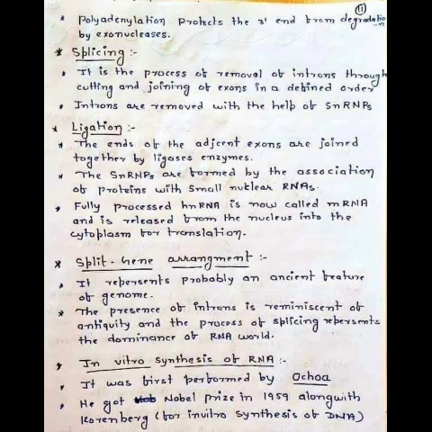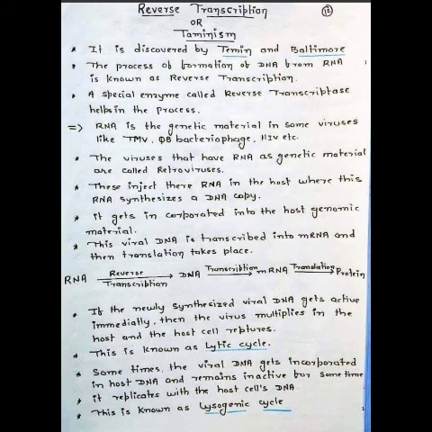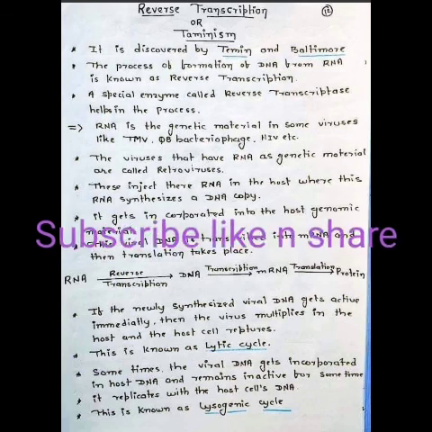Now the next is split gene arrangement. It represents probably an ancient feature of the genome. The presence of introns is reminiscent of antiquity, and the process of splicing represents the dominance of the RNA world. Now the next is in vitro synthesis of RNA: how RNA is made in vitro. Kornberg for the first time introduced this RNA synthesis in vitro.